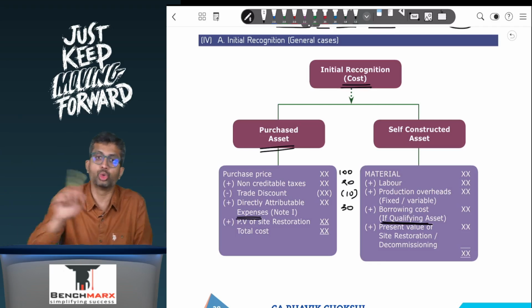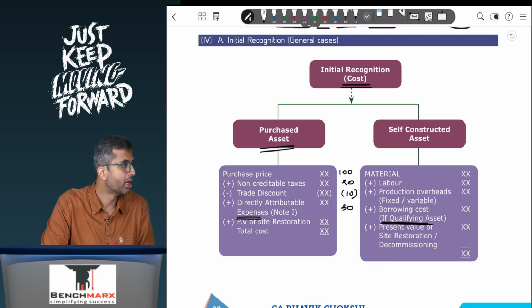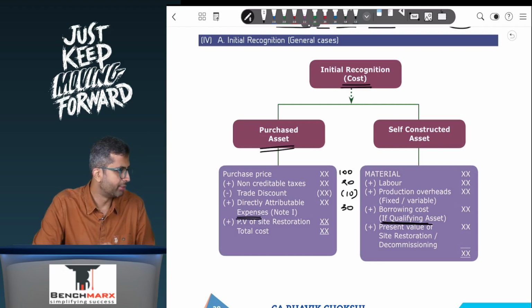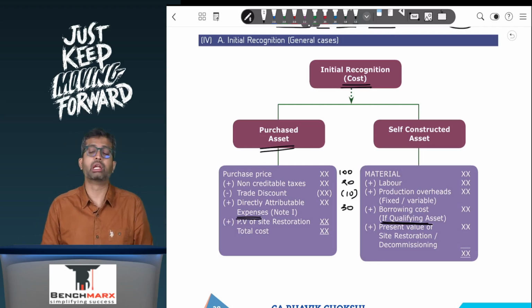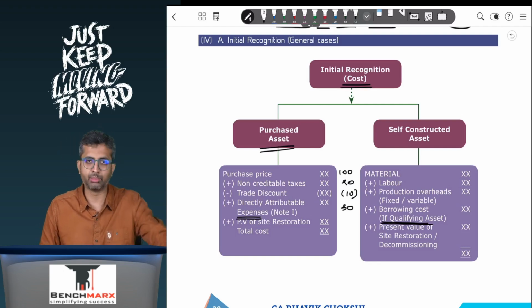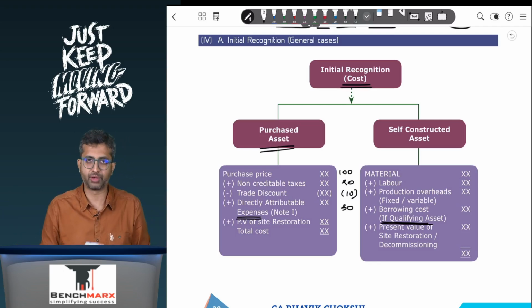You don't have money, you take a loan. Is that house a qualifying asset? No, it is not a qualifying asset. Interest is paid on the house, but it will go to the P&L account. The house is ready for use. In the under construction house, it will take 3 years for the house to be ready for use. You are not constructing it, the builder is constructing it, but you are buying a flat in the under construction property. It is still a qualifying asset.